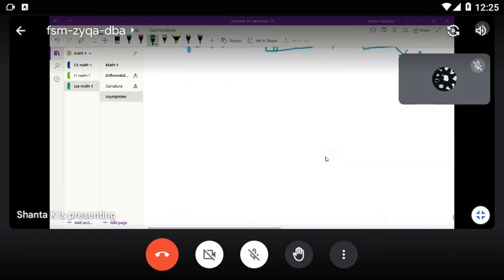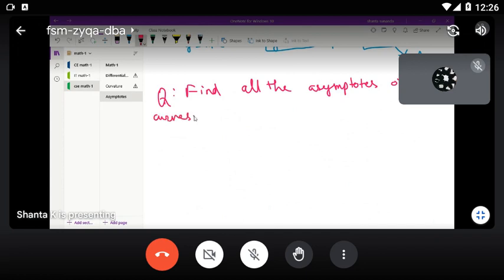So let's do some more examples. Find all the asymptotes of the curves. So 1: y square into x minus 2a equals to x cube minus a cube.